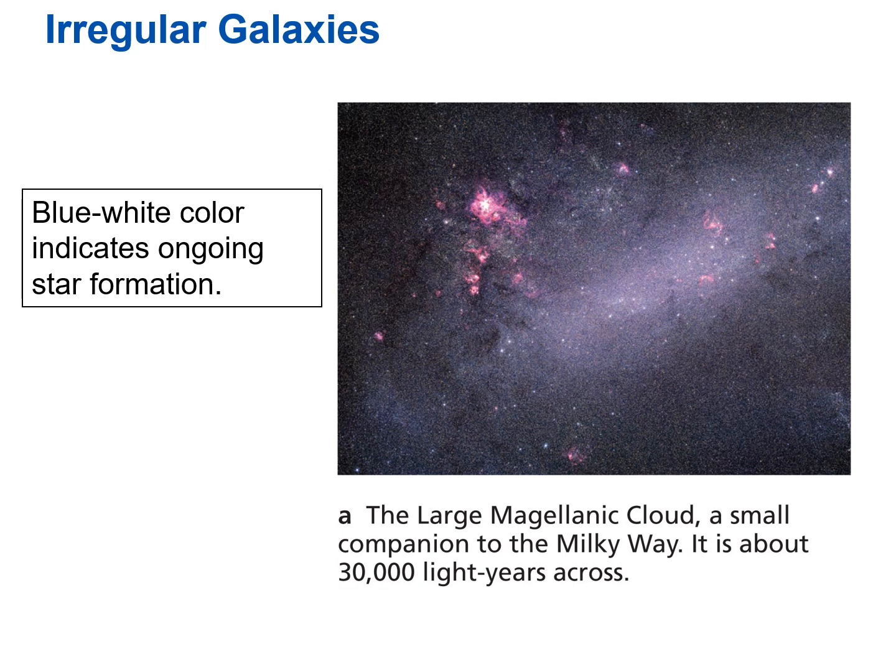Notice in this picture of the Large Magellanic Cloud, there's a lot of blue, so the blue-white color indicates ongoing star formation. The Large Magellanic Cloud is a companion to the Milky Way. It's about 30,000 light years across. And remember, in comparison, the Milky Way's disk is about 100,000 light years across.